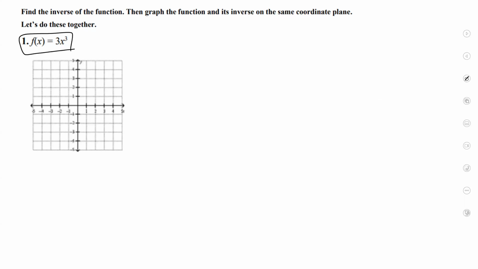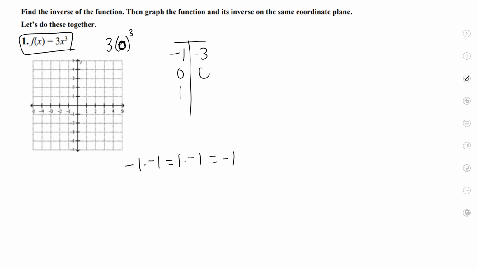I'm just gonna make a table so that I can graph this. I can put in -1, 0, 1. That sounds good. Okay, what's -1 cubed? Okay, what's -1 times -1? Times a -1. So this will be -1 times 3, which is -3. Now we'll plug in a 0. If I plug in a 0 here, what do I get? 0. If I plug in a 1, what do I get? 3. Okay, let's go ahead and graph that. -1, -3 is here. 0, 0 is here. 1, 3 is here. So your graph will look something like this.